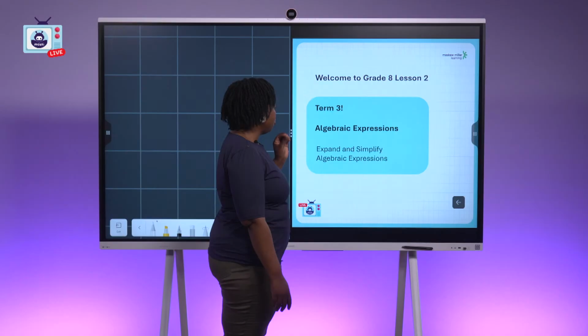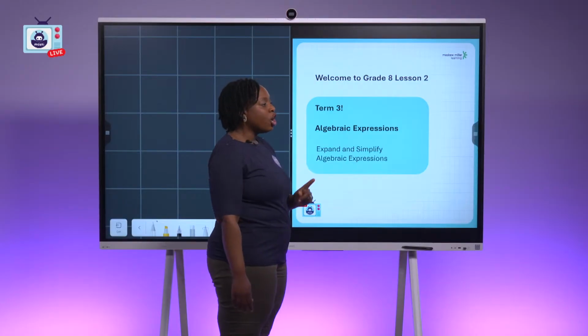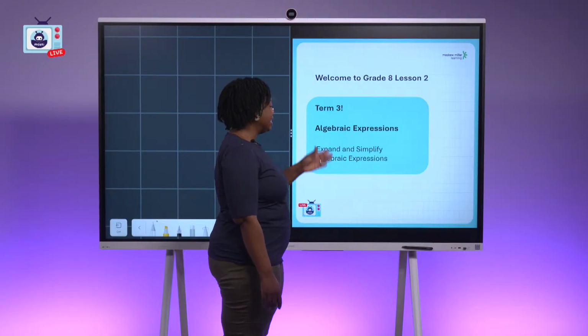If you remember in our previous lesson, we had done algebraic expressions, but the focus was on expanding and simplifying only using addition and subtraction. So today we are going to expand and simplify using multiplication and division, in addition to addition and subtraction. Stay tuned.